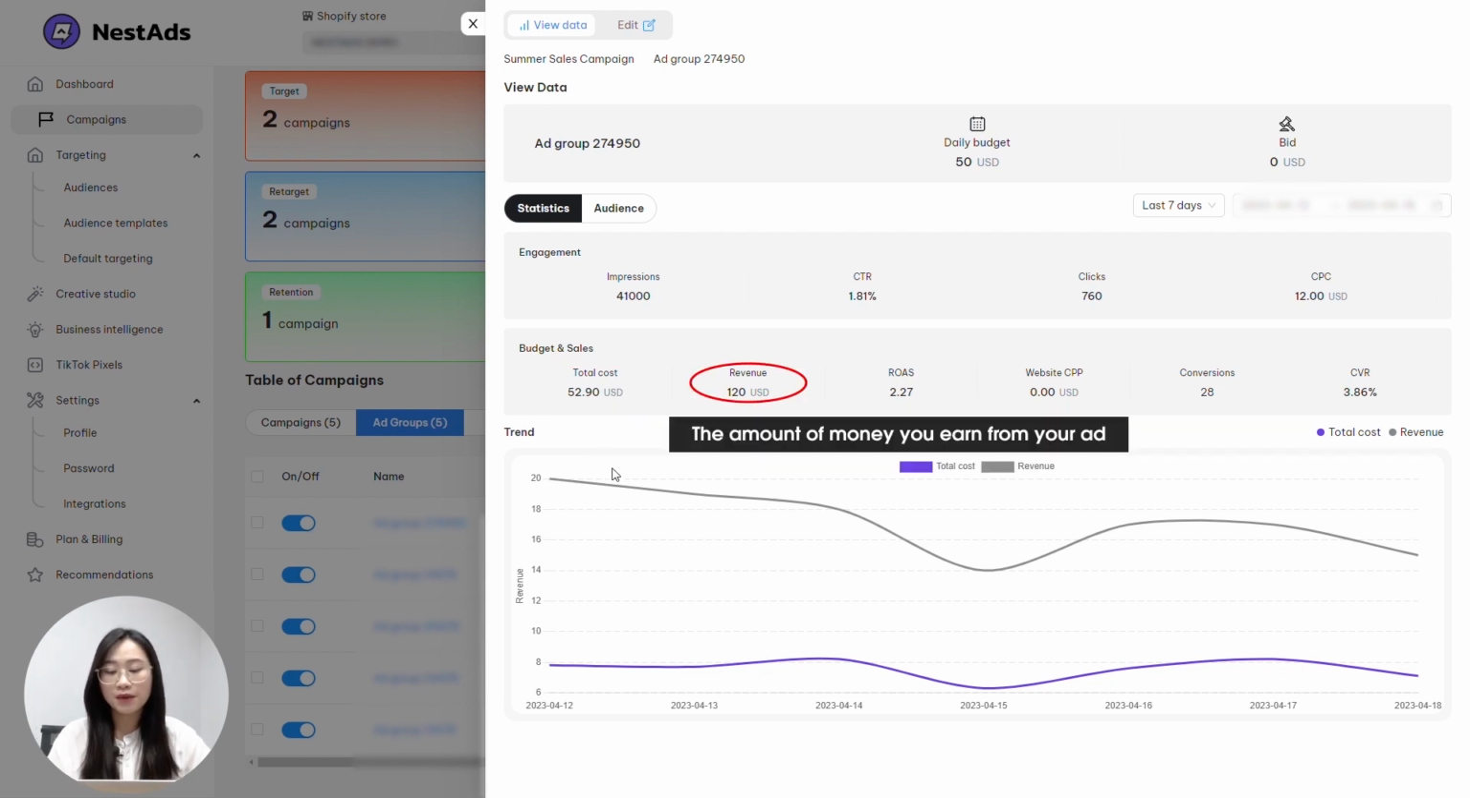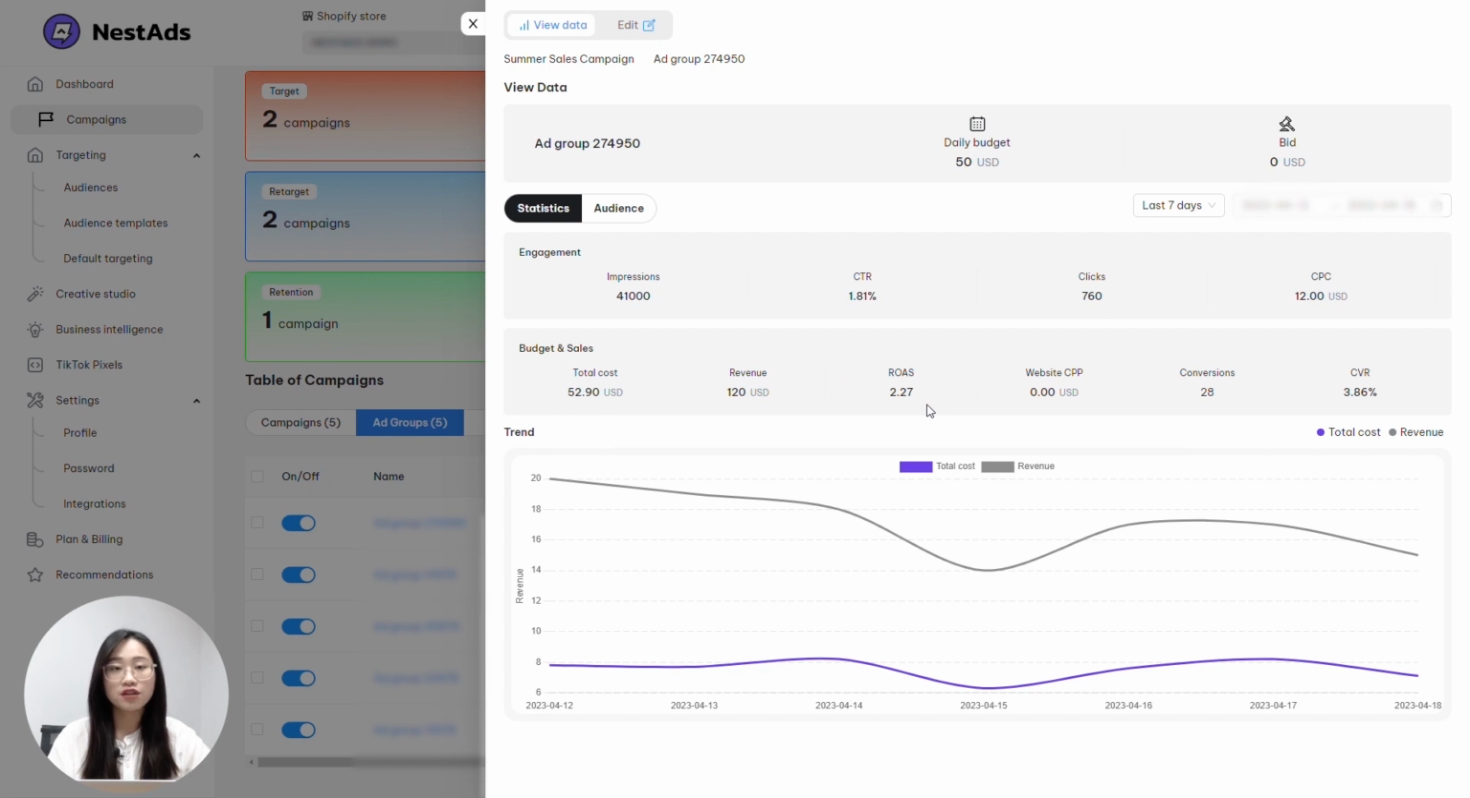Revenue is the amount of money you earn from your ad. Return on ad spend is the revenue generated by dollars spent in your ad group. The calculation for return on ad spend is very simple. It is the total revenue generated directly from the ad campaign divided by the total campaign cost.